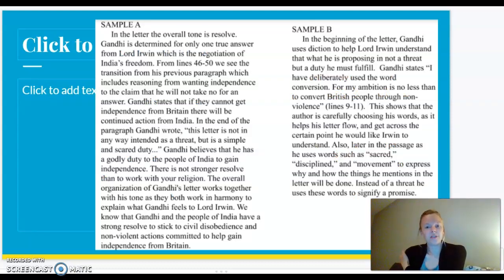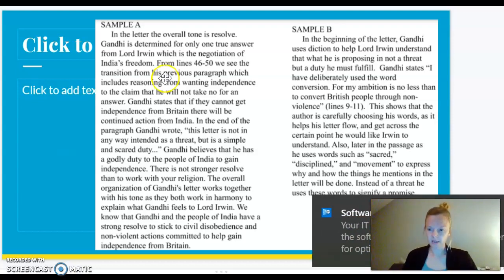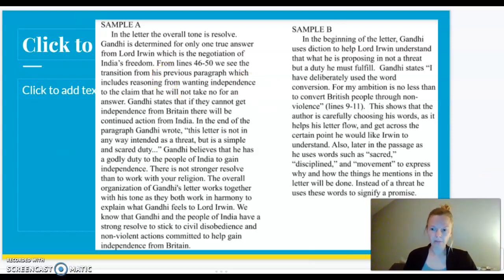Okay, so I would love it if you would, for a second, go ahead and pause the recording and read through these. I want you to take note of where you think the commentary is and where you think the evidence is. So I would just jot things down, and I'll show you in a little bit what I found too. You want to find the evidence, which would be the quotes directly from the text, and then the commentary, what the writers of the student samples were saying about that evidence.